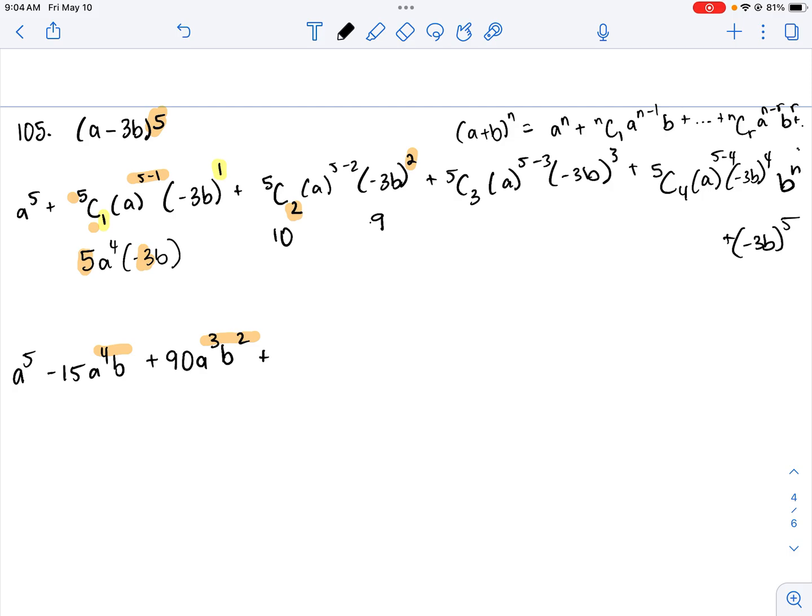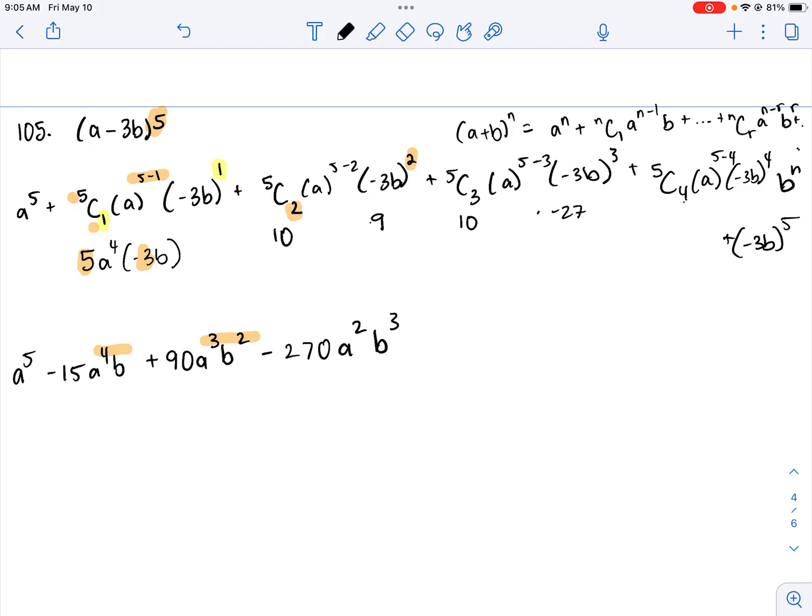All right, next term. 5 choose 3. Also 10. Negative 3 cubed is negative 27. Multiply those together, and you're going to get a negative, so I'm going to get rid of this plus sign. It's going to be minus 270, a squared, b cubed.